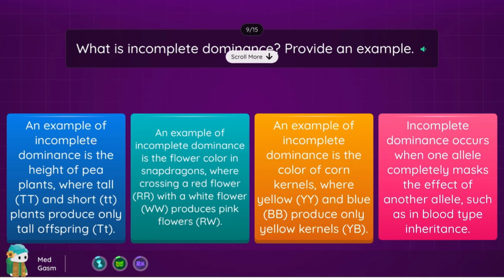Option 2. An example of incomplete dominance is the flower color in snapdragons, where crossing a red flower, RR, with a white flower, WW, produces pink flowers, RW. Option 3. An example of incomplete dominance is the color of corn kernels, where yellow, YY, and blue, BB, produce only yellow kernels, YB. Option 4. Incomplete dominance occurs when one allele completely masks the effect of another allele, such as in blood type inheritance.